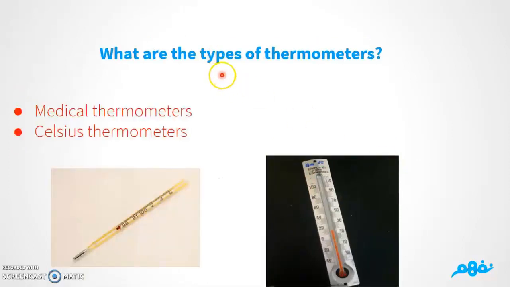So, how many types of thermometer do we have? In this lesson, we will learn about two types of thermometers. Number one, medical thermometers. And the second type is Celsius thermometers.